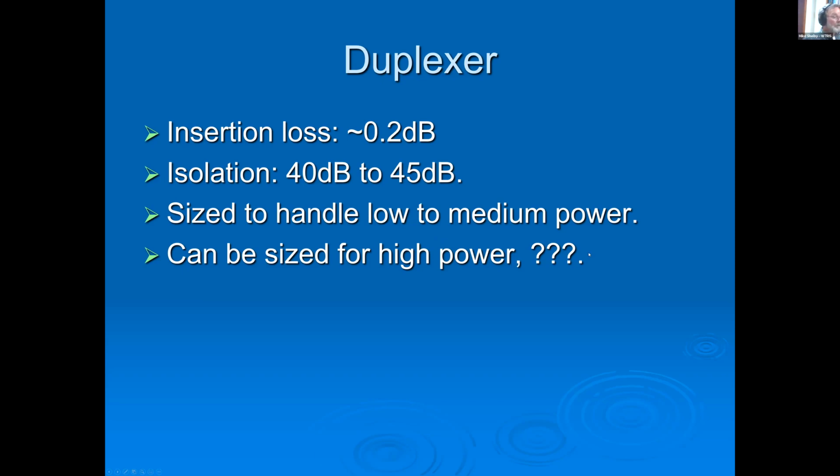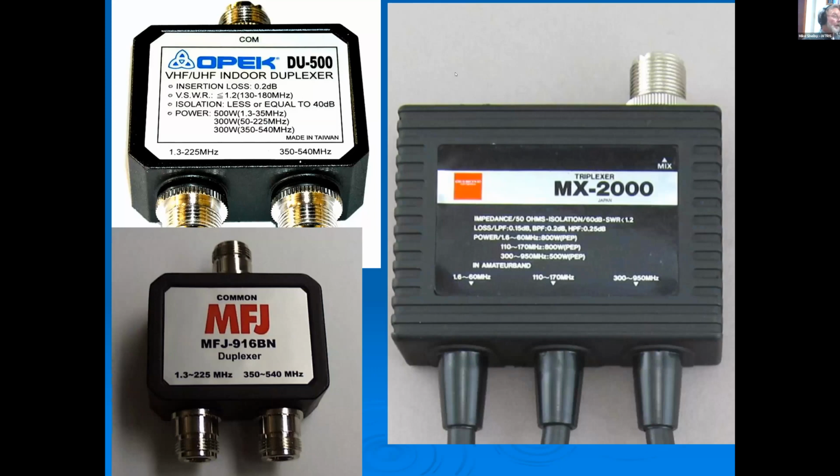So here's some pictures. Here's three different duplexers here. The one on the upper left here, that's a pretty name brand one, good, been around for a long time. I'm going to talk a little bit about the MFJ, and then here's what's called a triplexer, and we'll talk a little bit about how this guy is made up.